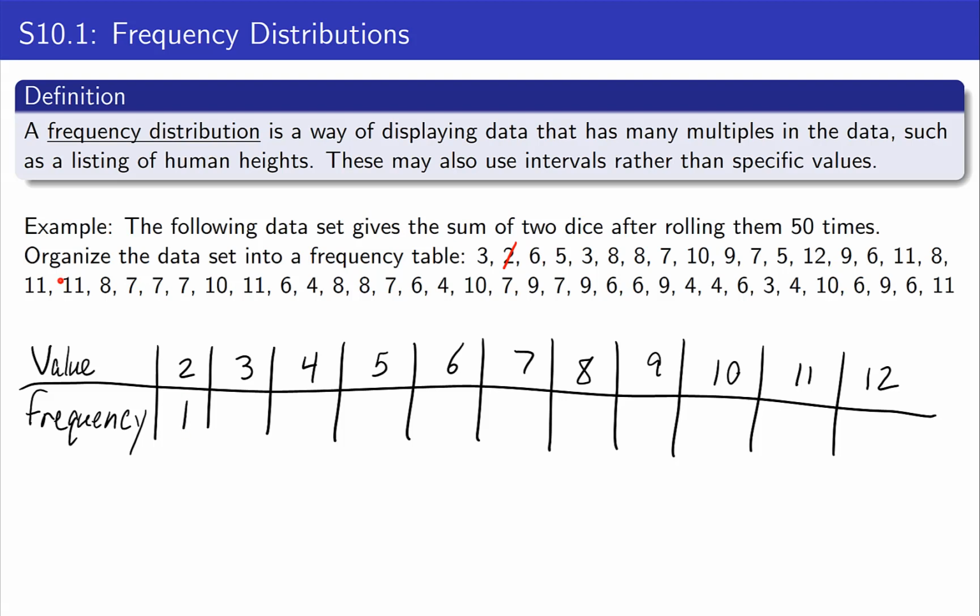Now let's go through the 3s. I see 1, 2, 3. There are 3 3s in the list. Continue this process and see what you get. There are 5 4s, and now I'll just fill in the rest of the chart.